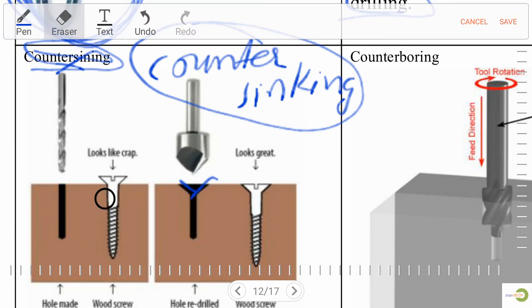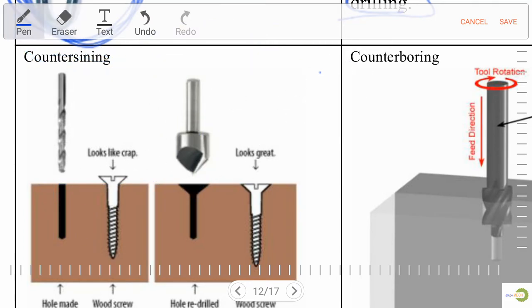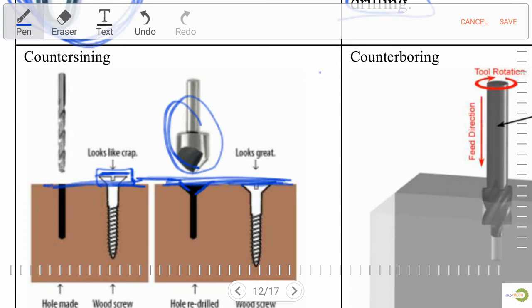Because over here, as we can see, the head of the screw and the surface of the screw head are not parallel with the workpiece. So once we develop the conical cavity with the help of the countersinking tool, as we can see over here, the head of the screw is in line with our workpiece surface. Okay.